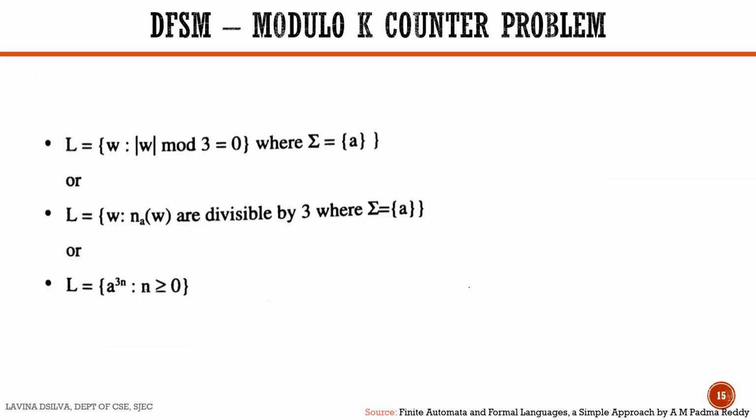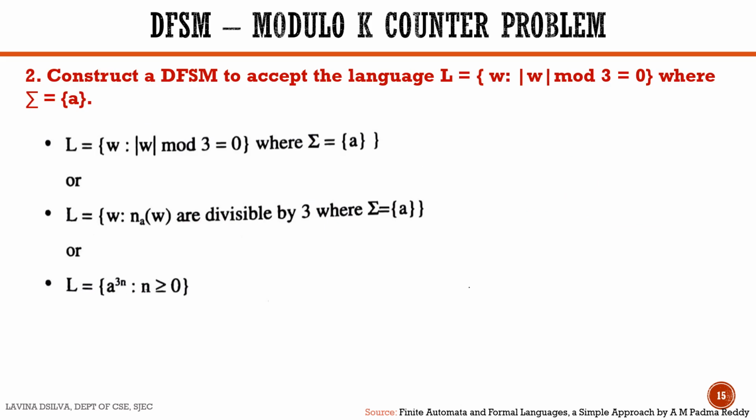Okay. The same problem can be represented in some other means. The language can be constructed as either L equal to W, where length of W mod 3 is equal to 0. This is the way in which it was given to us. We can also have the other representation where the number of A's in W are divisible by 3, or we can also write it as a to the power n, where n is 3 times k, k greater than or equal to 0. So the same question can be represented in three different formats.